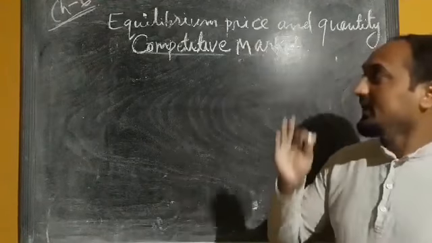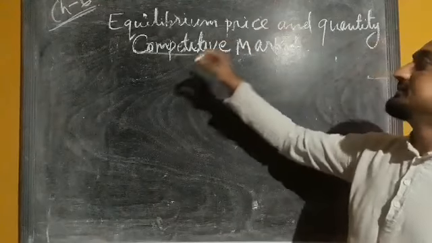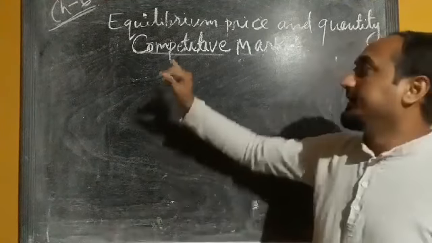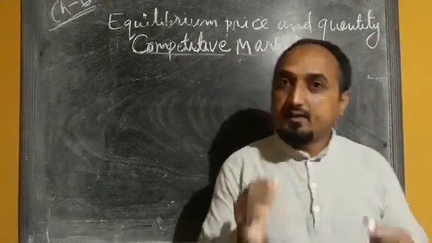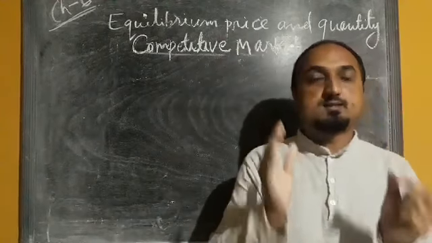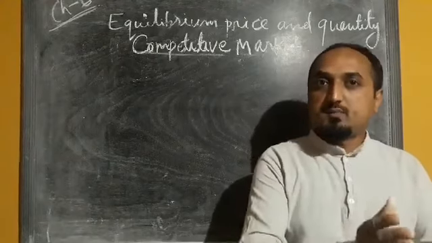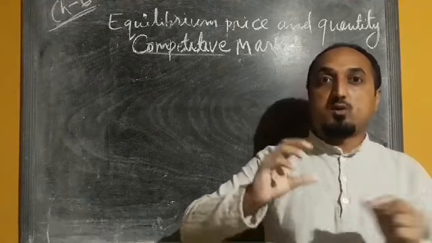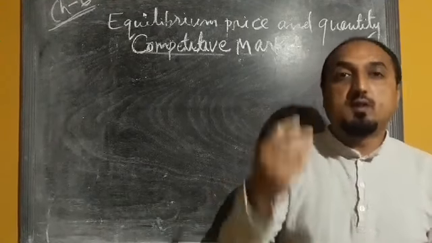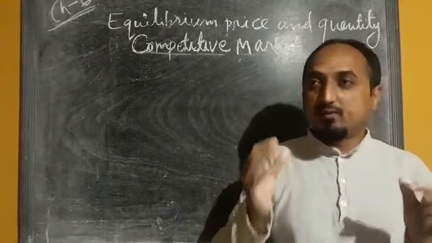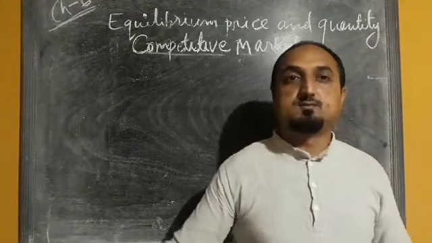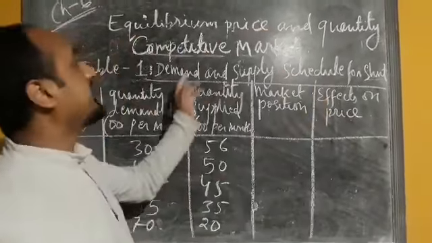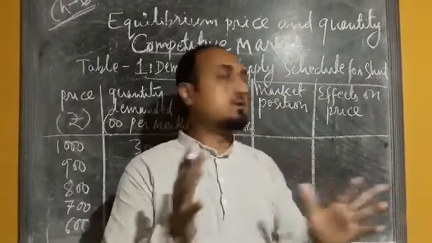Now I am going to explain the determination of equilibrium price and equilibrium quantity in a competitive market with the help of one example. I will show you the quantity demanded column, quantity supplied column and price column, and with their help I will show where we get equilibrium and where we have a disequilibrium situation. Here I have considered a demand and supply schedule for shirts.